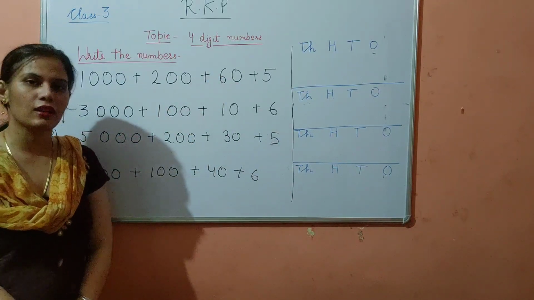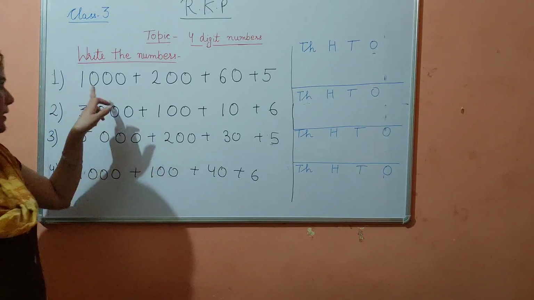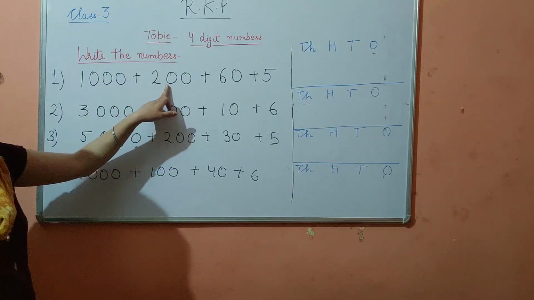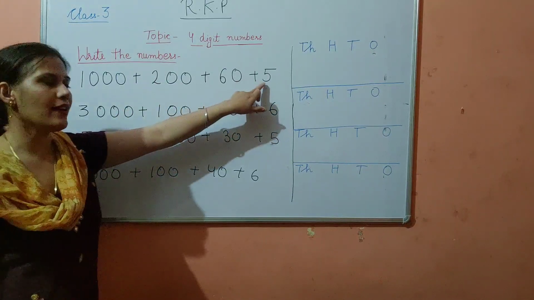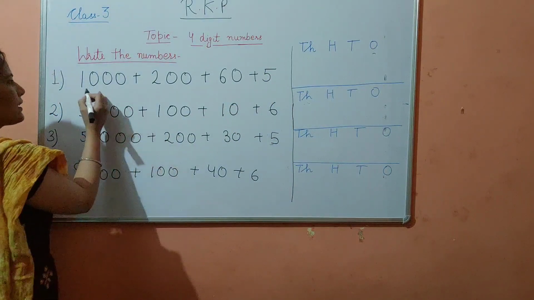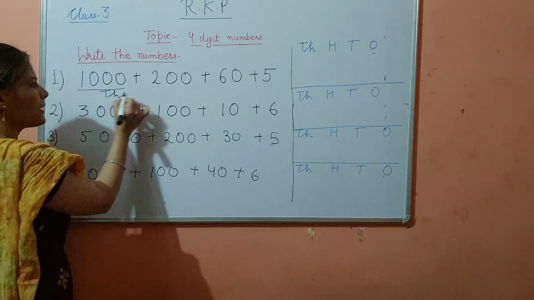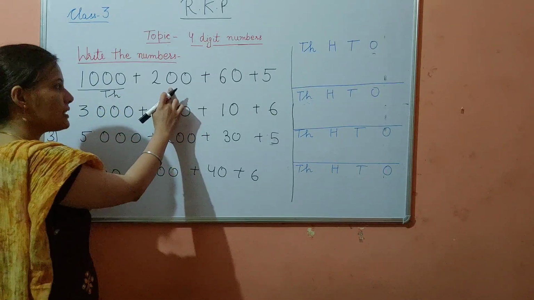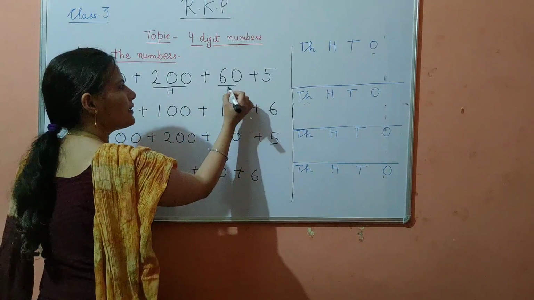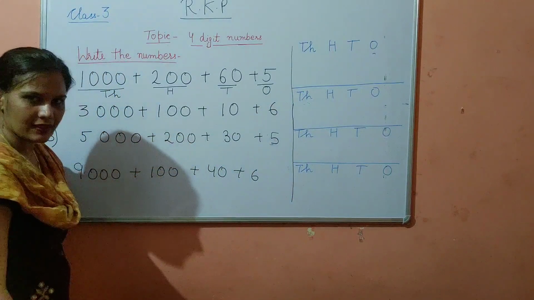This is the third way to write the numbers. This is the 1000, this is 200, this is 60, and this is 5. What does it represent? It represents 1000 place. It represents 100 means it represents 100 place. This represents tens place, and this represents ones place.